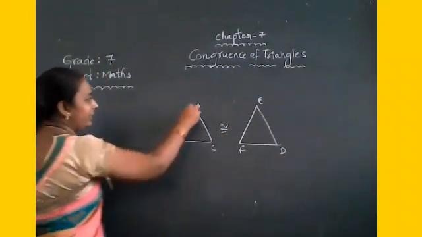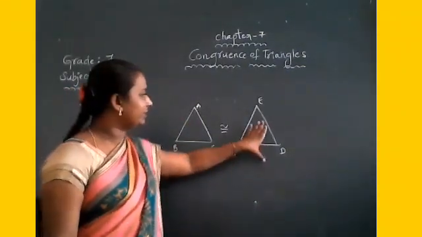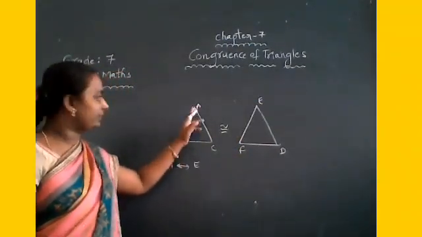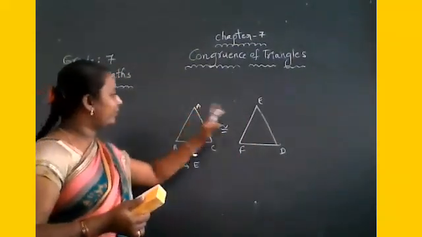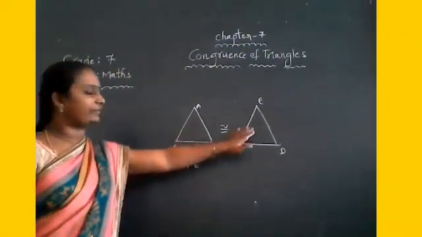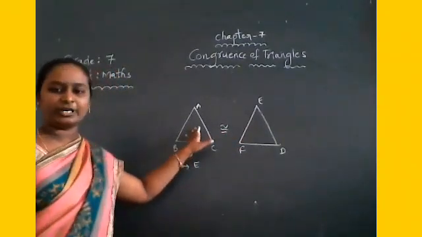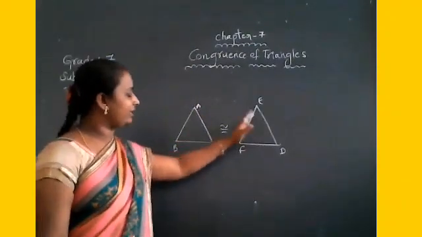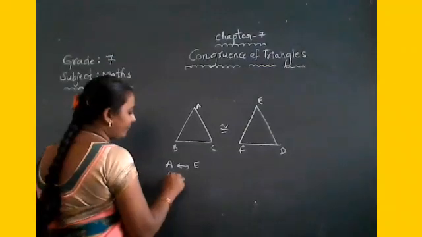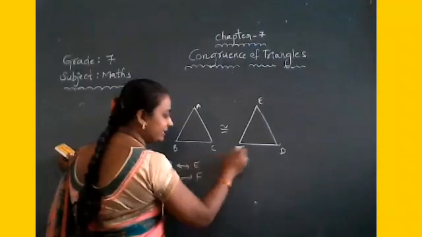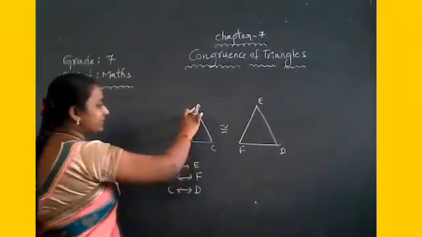So that means A corresponds to E. How? If you place the EFD triangle over this one, does A correspond to E or not? Yes. If you place one over the other, both are superimposed. That means this figure is also the same. Then only we can say the two triangles are in congruence. So if you place one over the other, A corresponds to E. And what about B? B corresponds to F and C corresponds to D. So these are the vertices. And if you take the lengths, that means the sides of the two triangles.